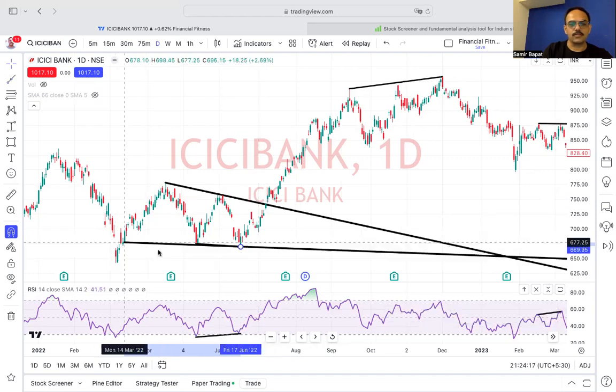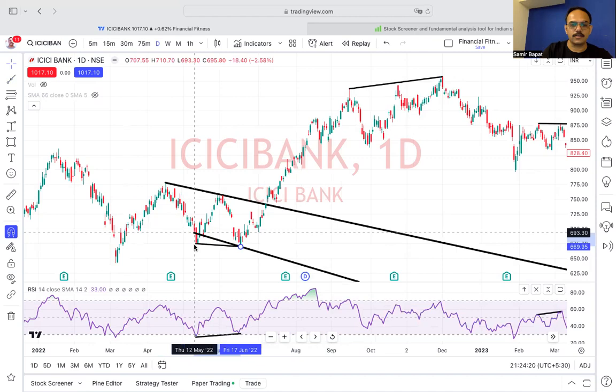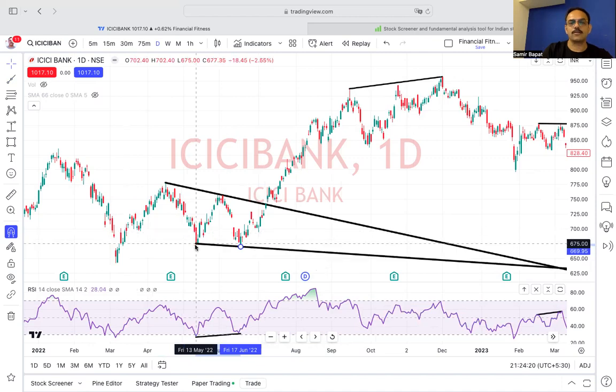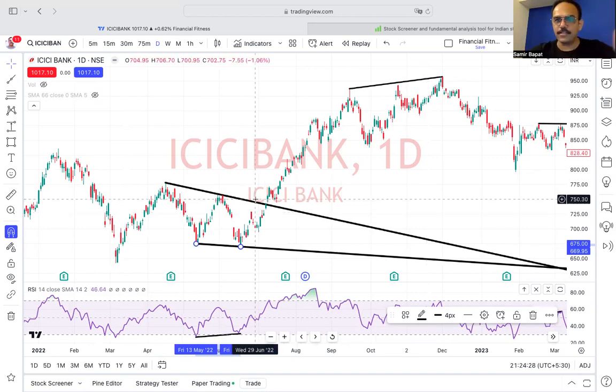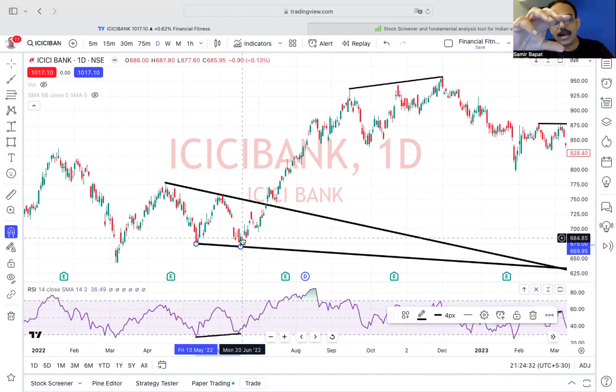Okay, so this is almost the same. It's almost like a wedge, a falling wedge. It's not a triangle, it's a falling wedge. But still, a falling wedge will break out. So when we are drawing the triangle and combine it with RSI divergence, our probability of success increases.